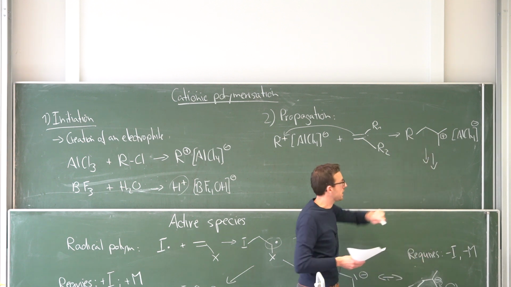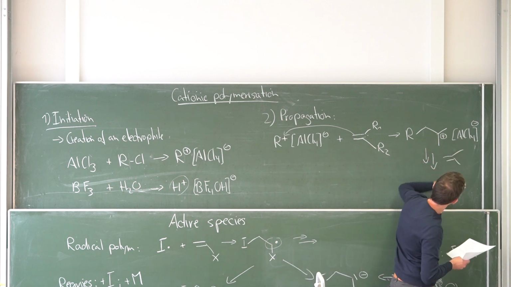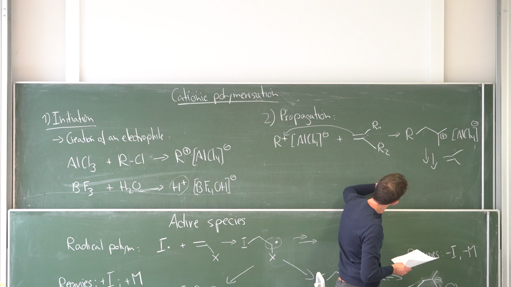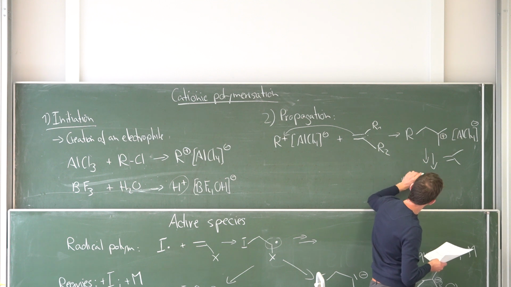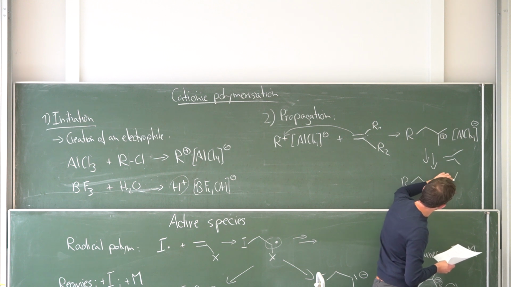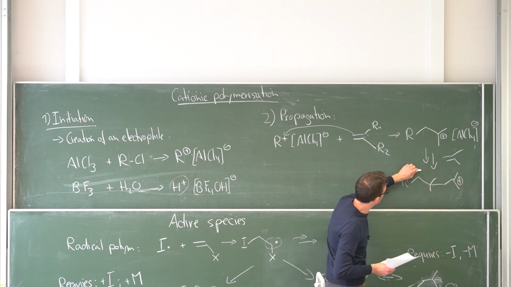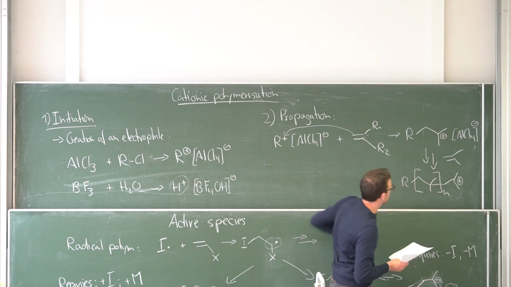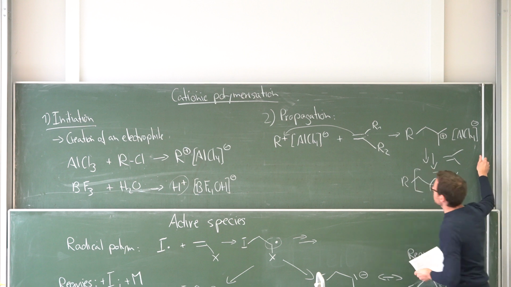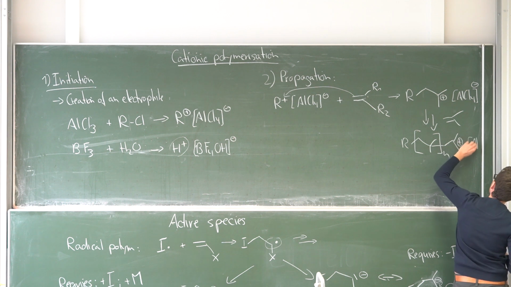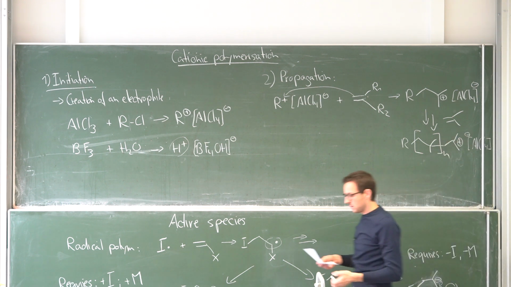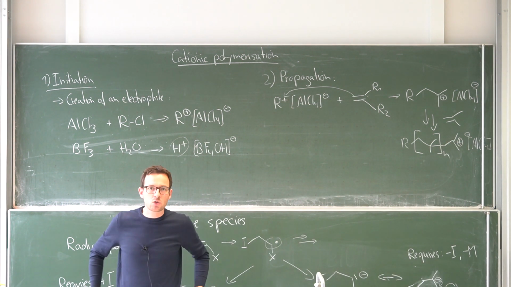and now what will happen is that this keeps reacting more and more. This can attack another monomer, and then we will form, and so on and so forth, and then we find our repeat unit, and this is what it will look like. So this is the polymerization reaction. And again here we have our counter ion.